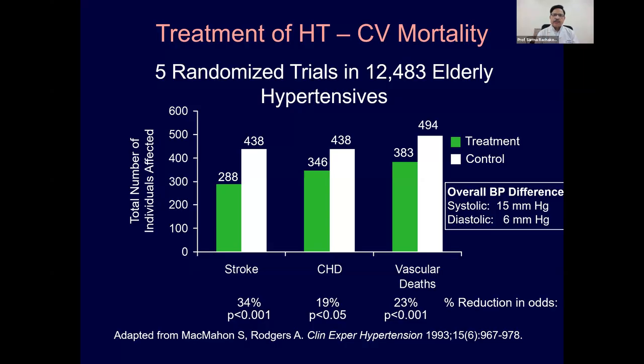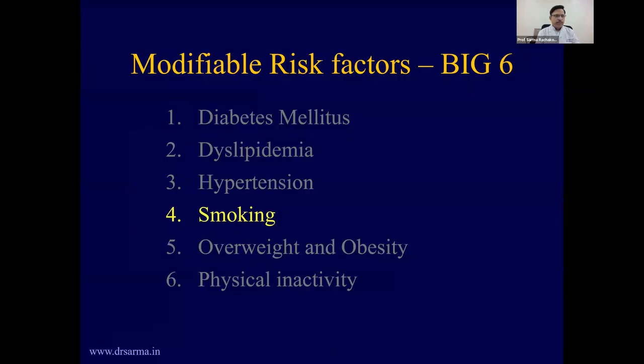There is a reduction in the risk compared to when the goal blood pressure is not achieved. Not only is hypertension dangerous, untreated hypertension is more dangerous, and treatment of hypertension confers a positive benefit for the patient. With this data, we can say hypertension is a modifiable risk factor. The big six are there.